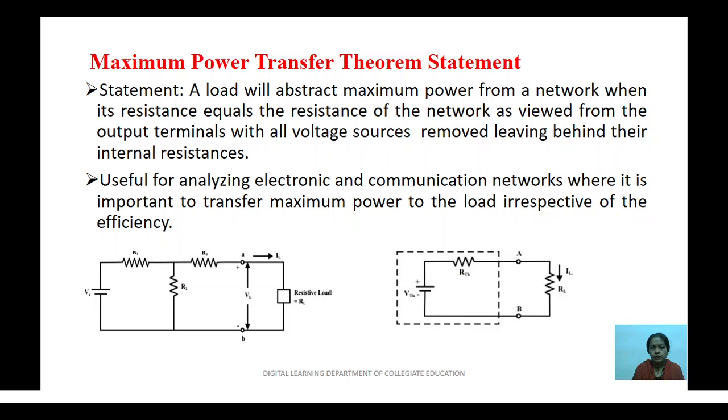What the maximum power transfer theorem states is, you can vary the load resistance. If you adjust the load resistance such that the load resistance is equal to the internal resistance, or the Thevenin's resistance here, then maximum power will be delivered to the load. So this kind of maximum power transfer is useful for analyzing electronic and communication networks where it is important to transfer maximum power to the load irrespective of the efficiency.